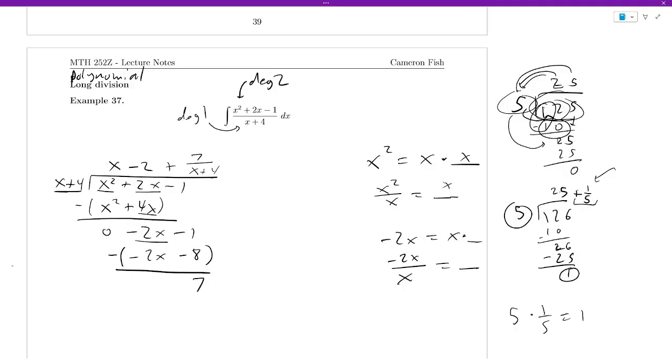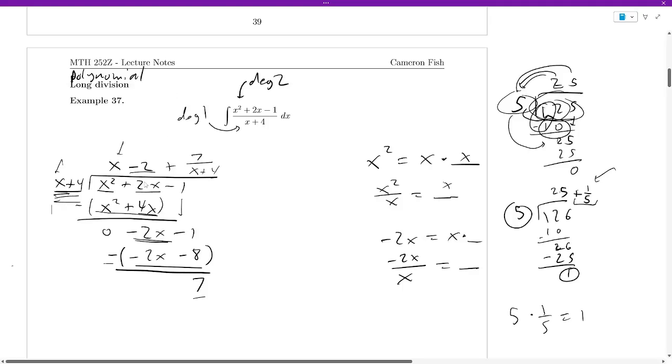Okay, so let's recap the process. I checked, does x go into x squared? It goes in x times, I multiply that x through to get x squared plus 4x. I subtract that, to end up with negative 2x. I bring the negative 1 down to get negative 2x minus 1. And then I start over. I check, does x go into negative 2x? It goes in negative 2 times. Then I multiply that negative 2 through to get negative 2x minus 8. Then I subtract that, and we end up with 7. And then as the final step, I write 7 divided by the original thing we're dividing by.